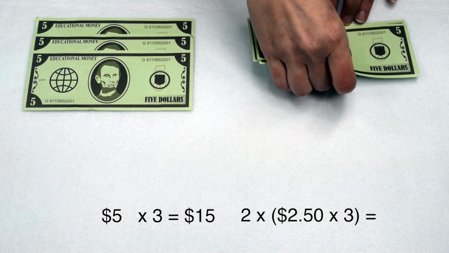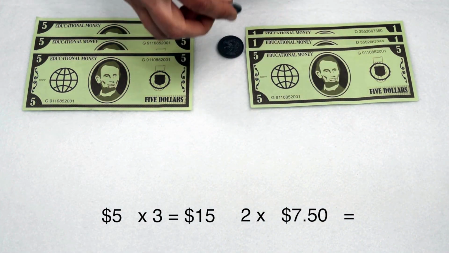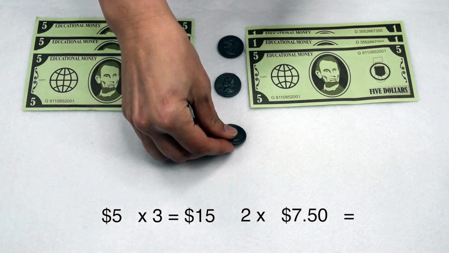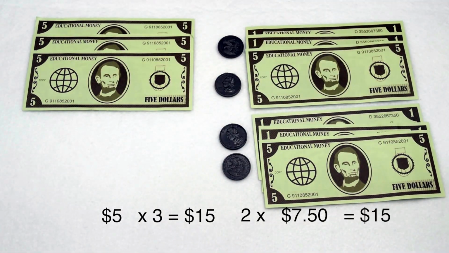In the other way, we're going to do parentheses first, so we're going to do $2.50 times 3, which gives us a total of $7.50. We're then going to take that $7.50 and multiply that by 2, and when we do, that's also going to give us a total of $15.